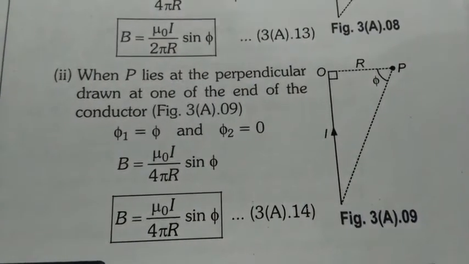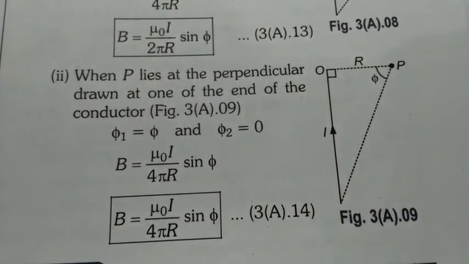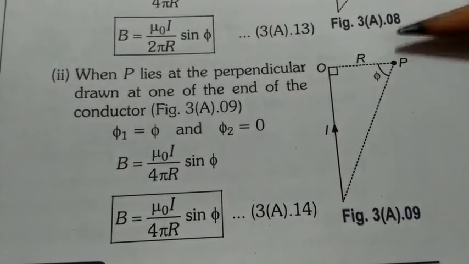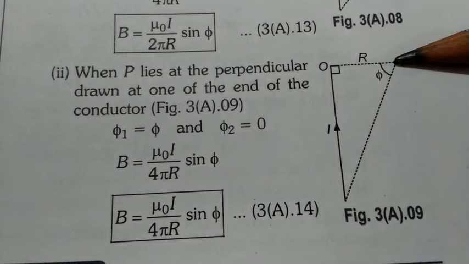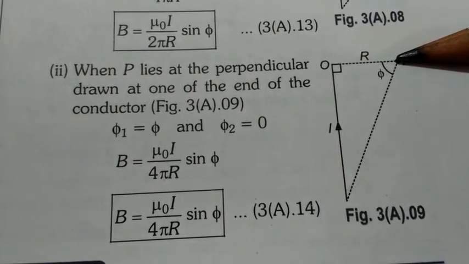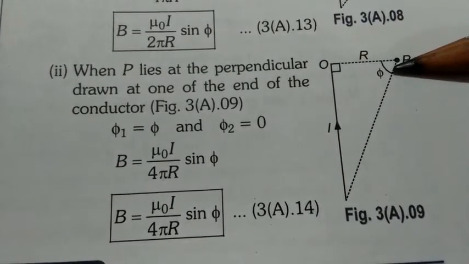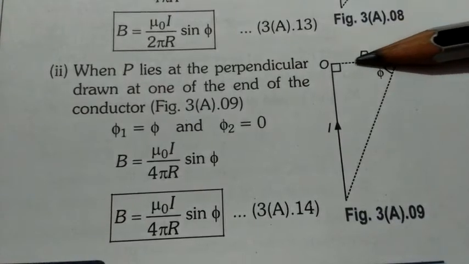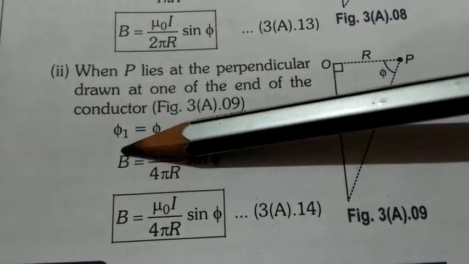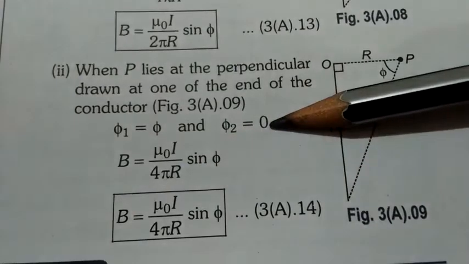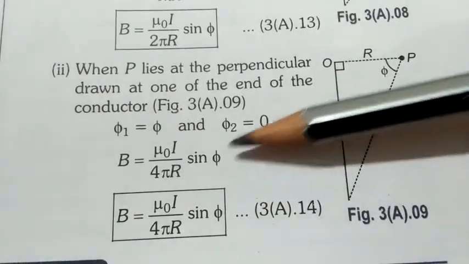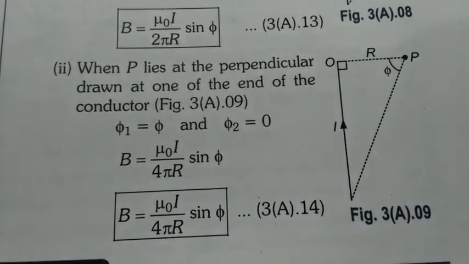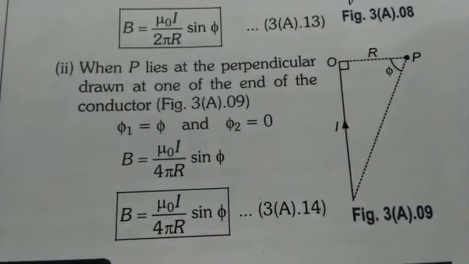If P lies on a perpendicular drawn at one end of the conductor, at any end it can be, if it is at the top, then phi 1 will become phi and phi 2 equals 0, because here we don't have any angle, na? This angle will be 0. So phi 1 equals phi and phi 2 equals 0. When we put the same values in that same equation, we get this one: B equals mu naught I upon 4 pi r sin phi.